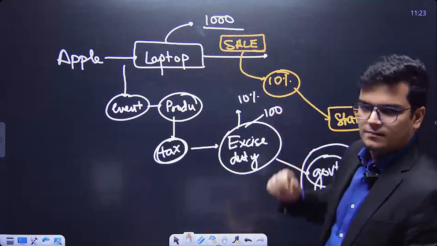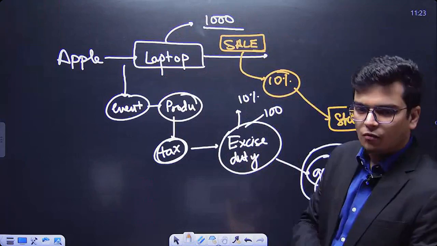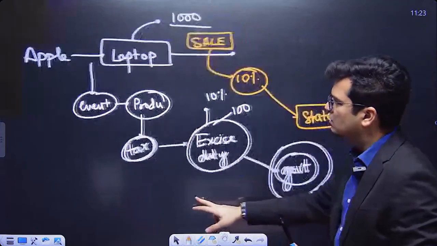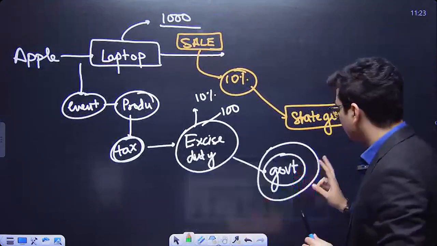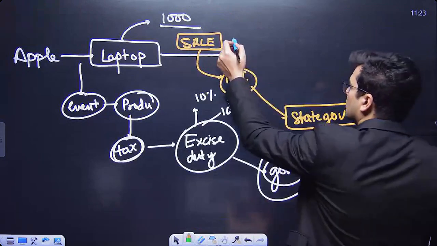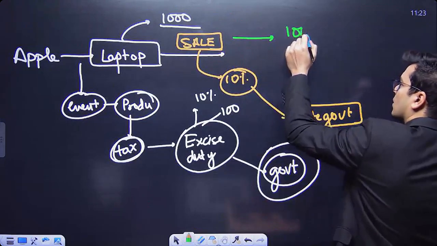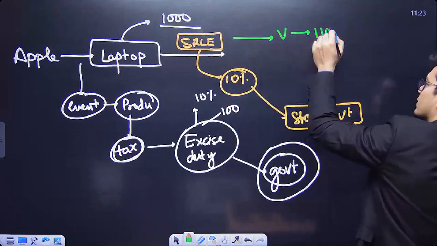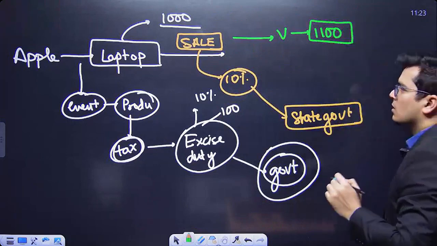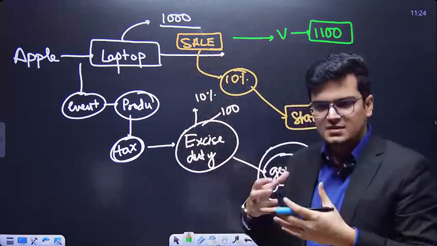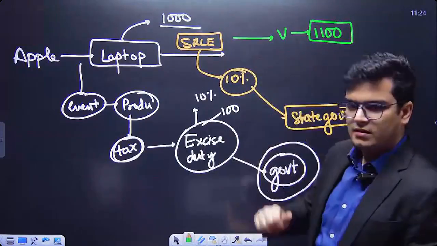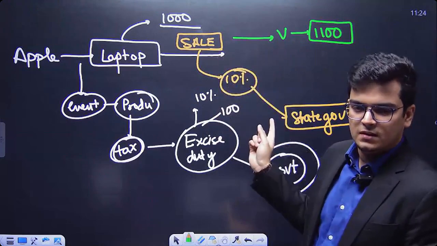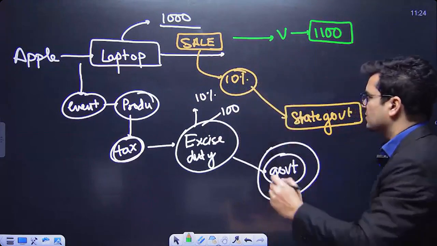Now there is a sale. What is the value of sale in this case? Value of sale is whatever you are paying. You pay 1000 plus 100. So value of sale is 1100. Here the event of sale has happened. The value of sale is 1100. State government will say deposit 10% of value of sale to us. So what will be sales tax? This is known as sales tax.